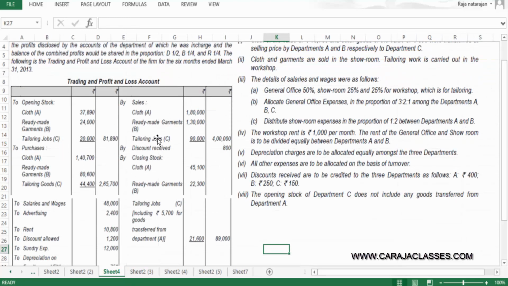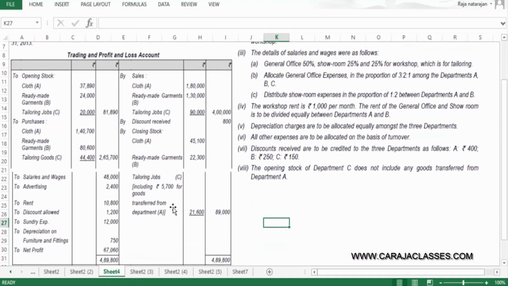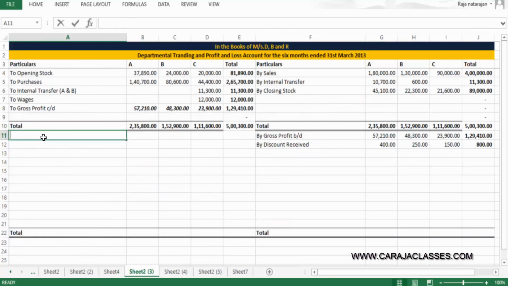Then all other items over here we have captured. But that is giving us some hint over here. This 22,300 includes 5,700 transferred from department A. We'll keep this in mind, we'll make use of it at the appropriate time. Salaries and wages, what should appear in trading account we have given effect to, but the P&L effect is yet to be given. So here we say to salaries and wages. Under that, probably I can give something related to general office and something related to showroom.